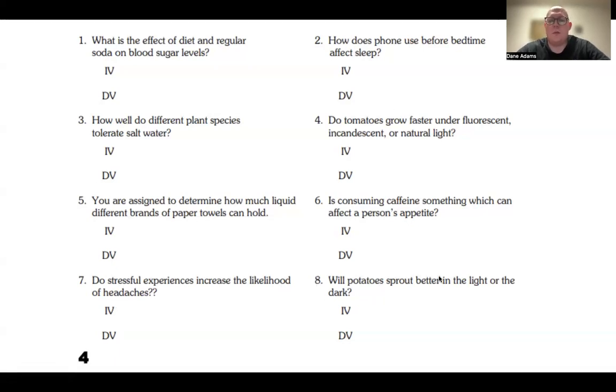Number 8, will potatoes sprout better in the light or in the dark? Independent variable would be light versus dark. Dependent variable would be the sprouting, or the amount of sprouting the potato has. Hopefully you kind of get the hang of this. Some are easy, some are not so much. I want to make clear, the reason these are here is just to give you practice. I'm not really going to be throwing random investigations at you. We're going to be the ones doing the investigating, so it's up to us to decide what's independent and what's dependent.